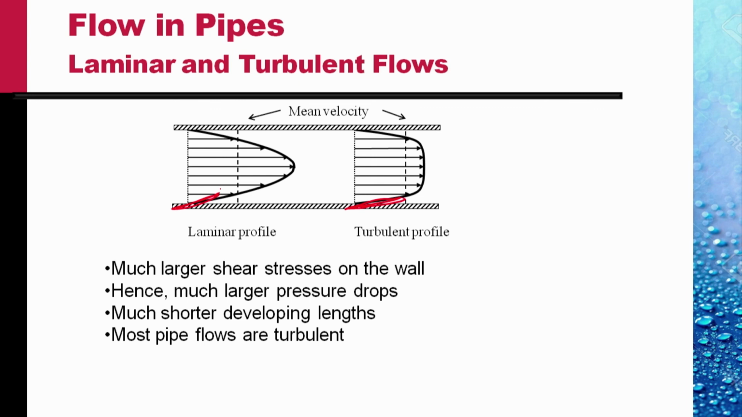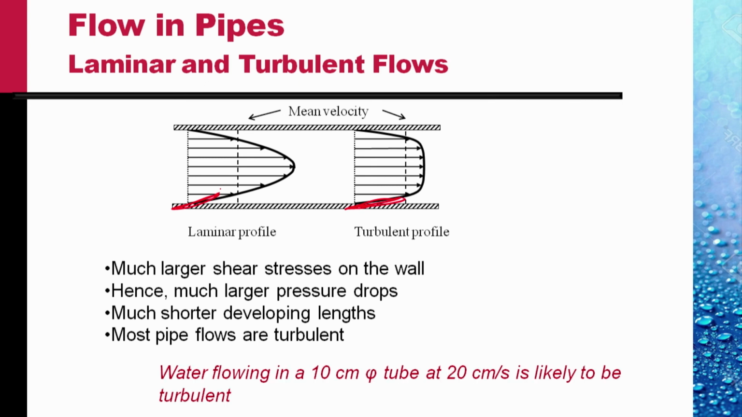Most pipe flows are turbulent. In fact, we would later on learn that the pumping cost when the flow is turbulent is most economical. We'll discuss that issue later on. Water flowing in a 10 centimeter diameter tube, which is about 4 inches diameter, at 20 centimeters per second is likely to be turbulent. Most flows in the pipes are turbulent.